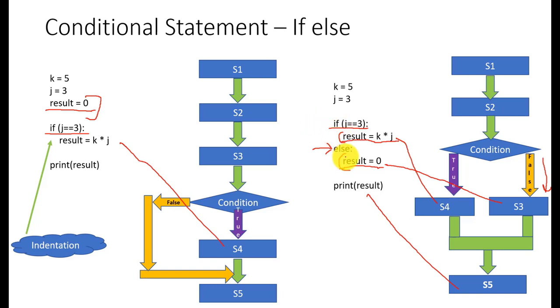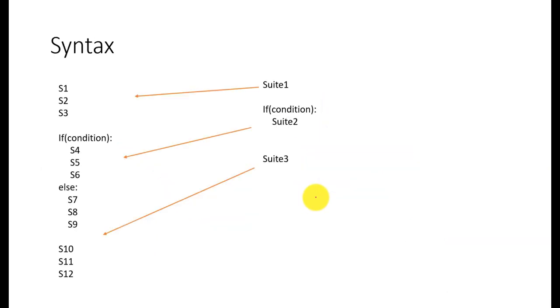The statements which are indented here get executed only if this if condition is true. Similarly, these statements, result is equal to 0, get executed only when the condition is false because they are in the else block. However, if you notice the indentation of the print statement, it is at the same level where the if or else is mentioned. So this print statement is outside of the if else block. It always gets executed. So after executing S3 and S4, the control will come to S5. So this is how we specify our if else path in the program.